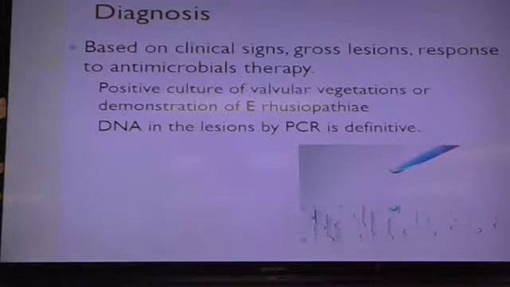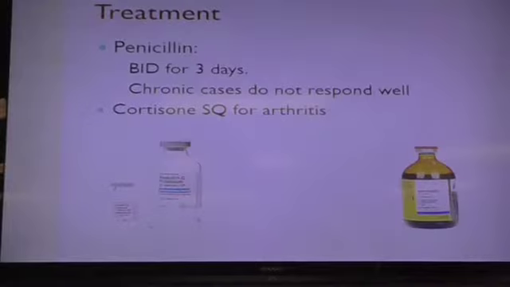Another way to diagnose this is bacterial culture of all the affected organs, and if not bacterial culture, you'll do PCR. So for treatment, the main choice for this disease is penicillin, and you can also use corticosteroids. Tetracycline can be used, but it's not as effective. Your main go-to treatment for this disease is penicillin.